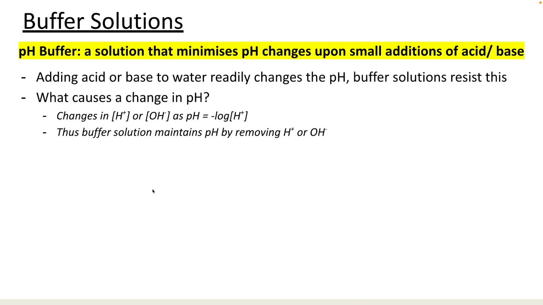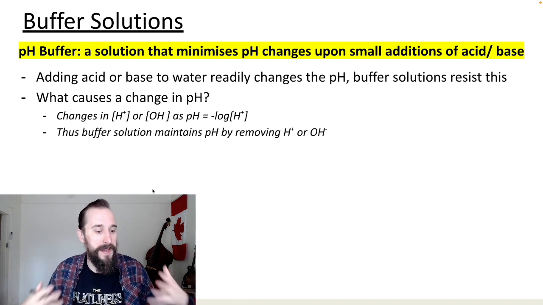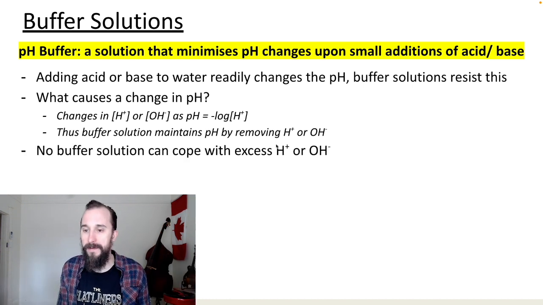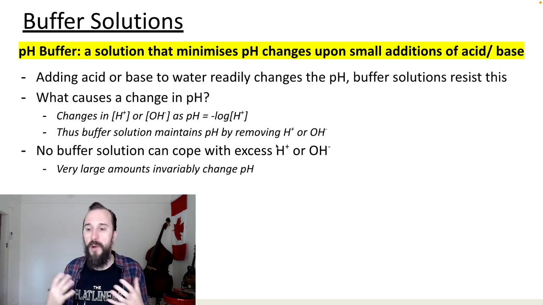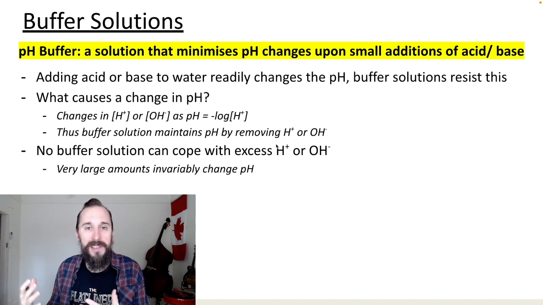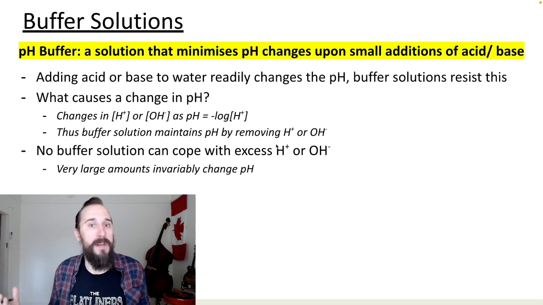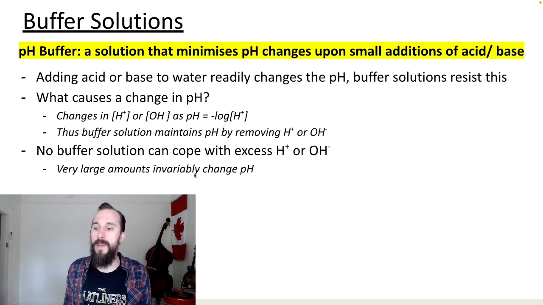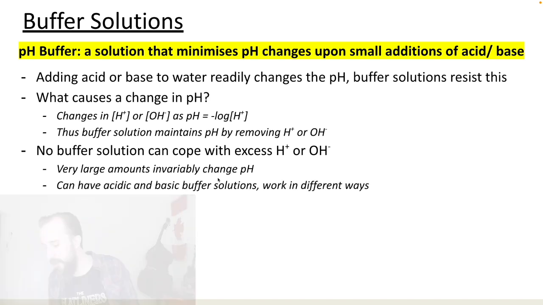Well, they've got to remove hydrogen ions or remove hydroxide ions to keep the pH within the constant region that it's trying to achieve. Importantly, however, they do only work within a certain threshold. No buffer solution can cope with an excess of acid or base. Obviously, if you add a huge amount, the buffer can only buffer so much of it. So very large amounts of acid or base are invariably going to change the pH.